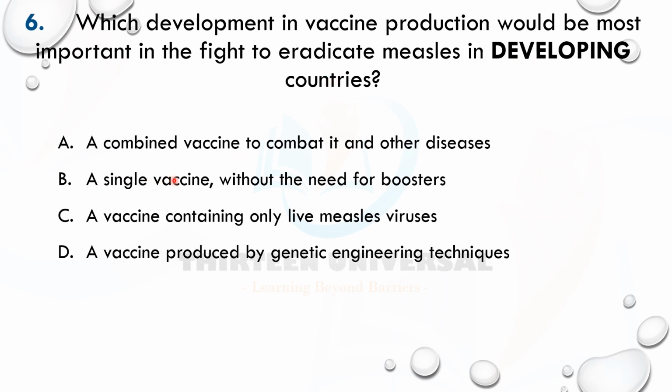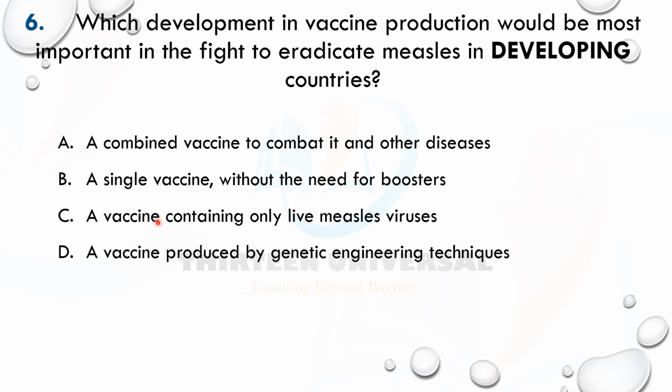B is a single vaccine without a need for boosters. Yes, a single vaccine that can do the job. Vaccination programs in developing countries are very difficult and challenging, so we just need one single vaccine without giving booster doses again. We don't need to vaccinate again. That one works. B sounds like the answer.